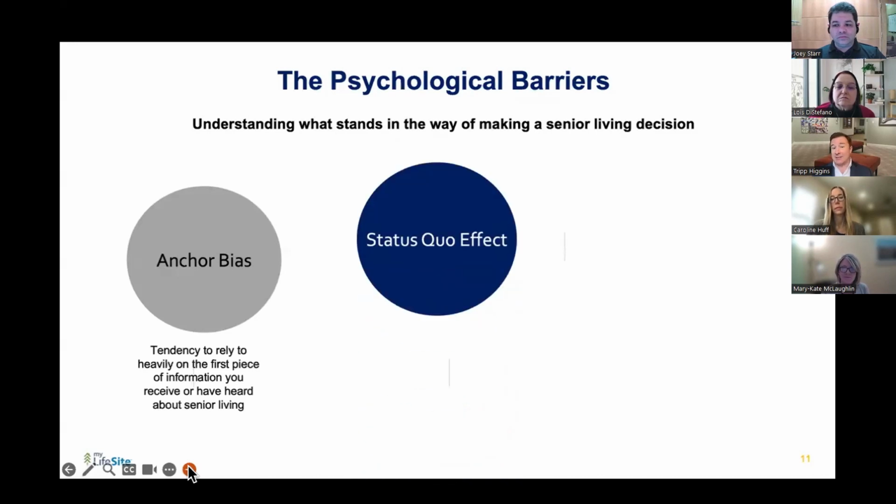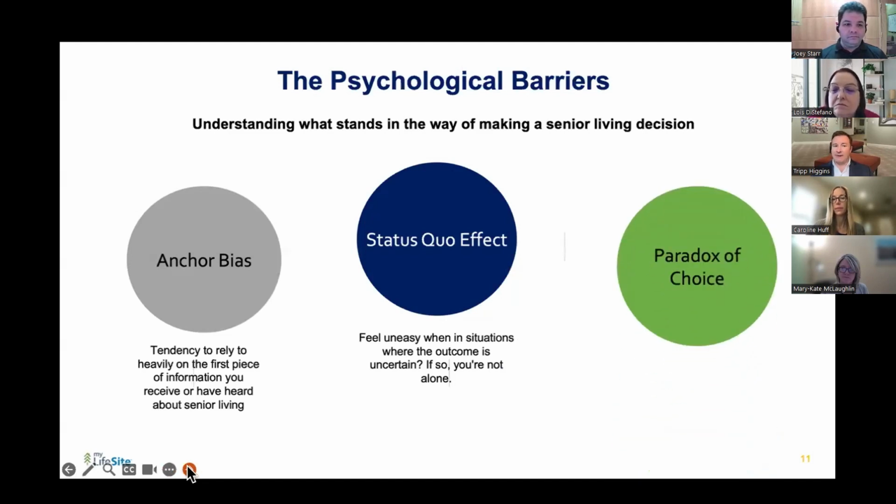The next is the status quo effect. And this is real. This is making decisions. It's obviously difficult. The outcome could be a bit uncertain. So staying where you are seems like the best decision to make. And we know at Kendal at Hudson and so many other communities across the country that it's not an uncertain decision. The success rate, especially at Kendal at Hudson, is 100%. You will live your best life.